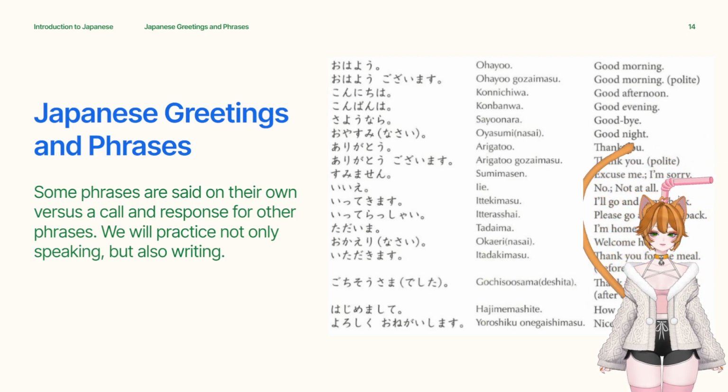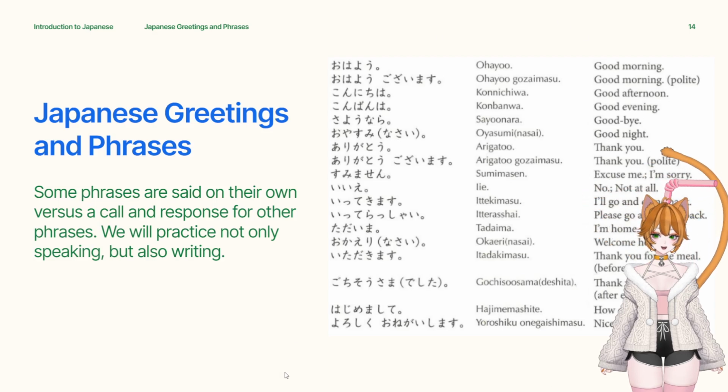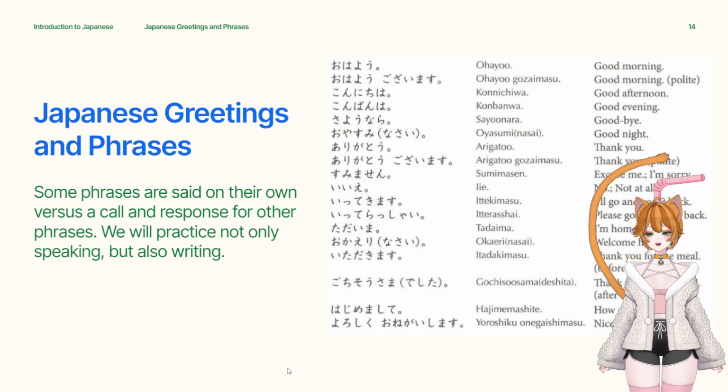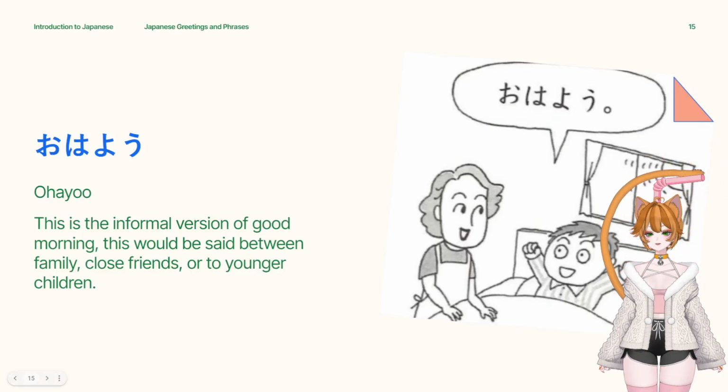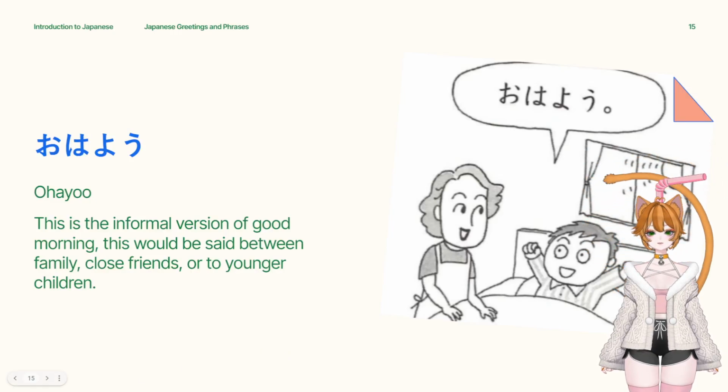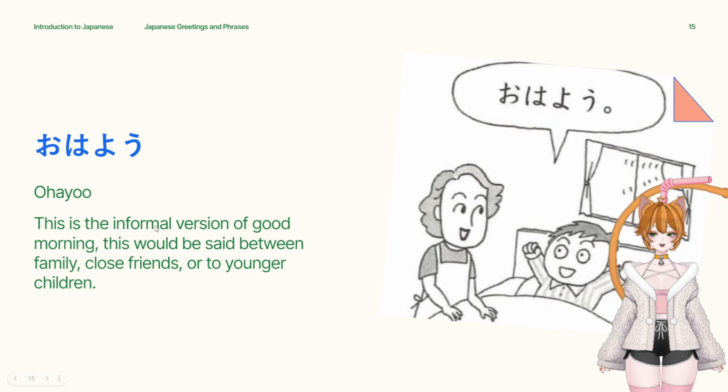So this is also the vocab list for all of our greetings. Feel free to screenshot this if you would like. Again, it is in the Genki textbook. So let's start with our first one. Ohayou. See, this is a version of our elongated vowel. Ohayou. This is an informal way of saying good morning. This is what you would say between family, close friends, or younger children. You do not want to use this in formal settings.